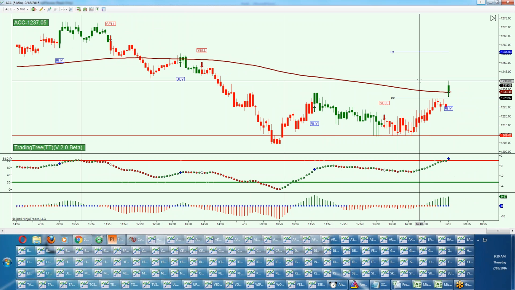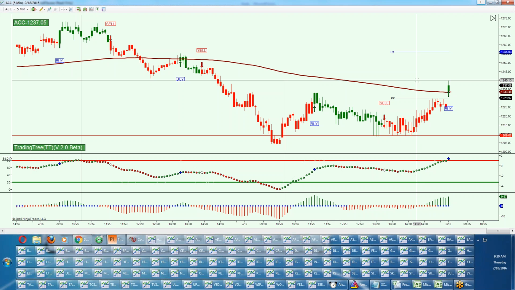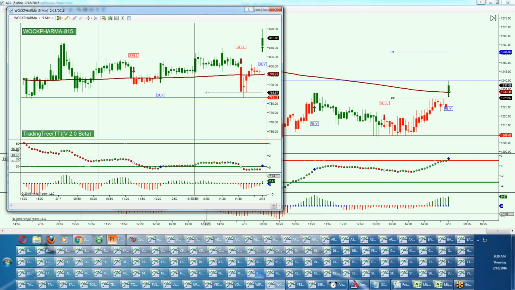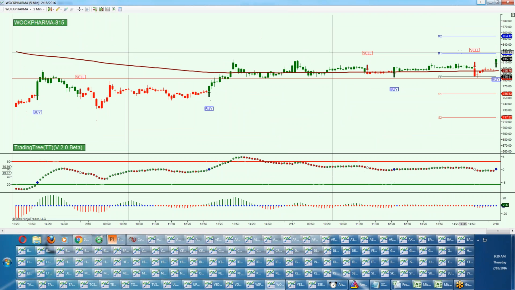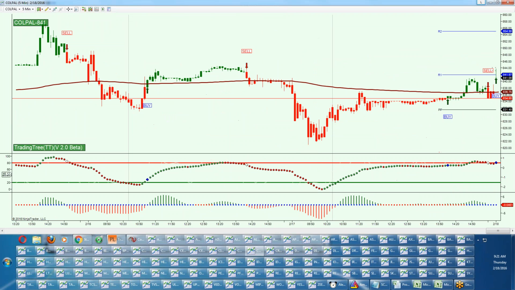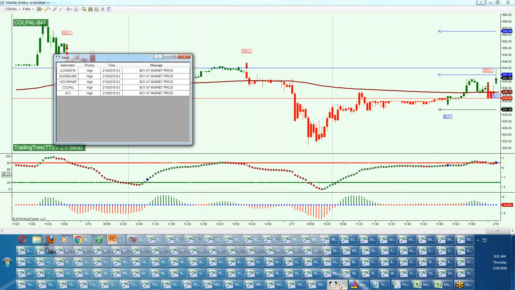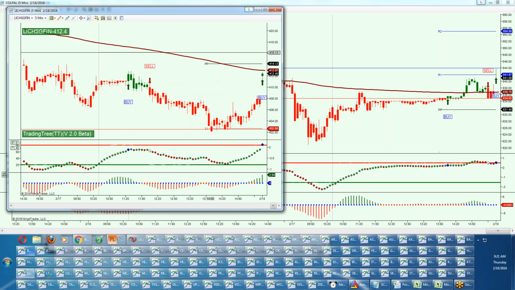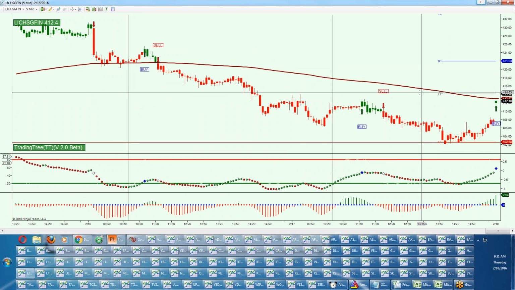So ACC you have it here. You can enter your trade at 1241. It's right behind your first level of resistance. So you can safely take a trade at 827. That's Coal India. Colpal you can take at 844. I'm just drawing the line for the entries. You can take this trade at 415.60. It's some very strong resistance, this brown line and the PP. Let me just come back to this one.